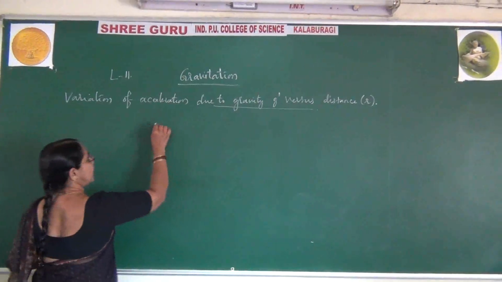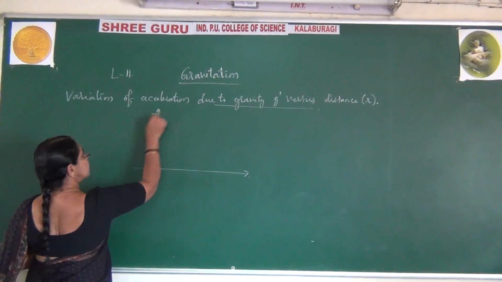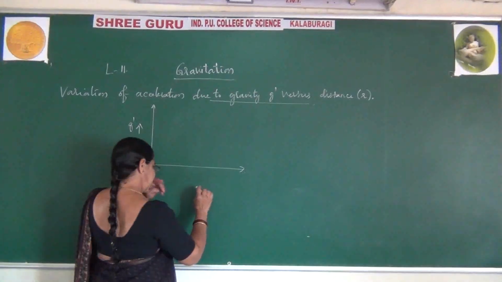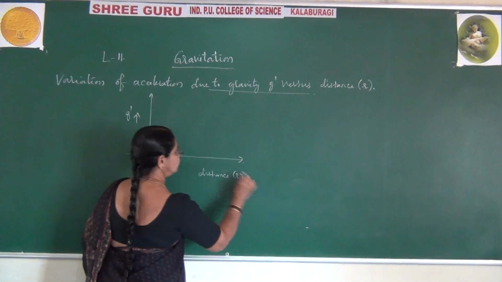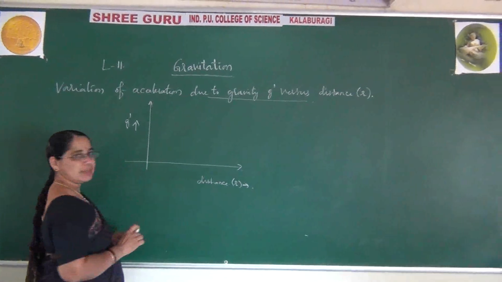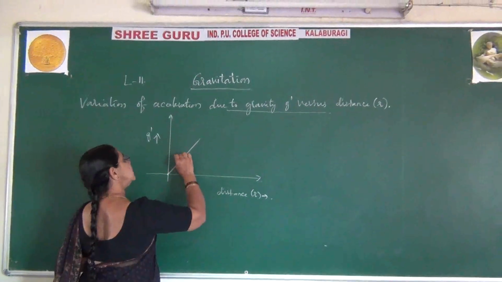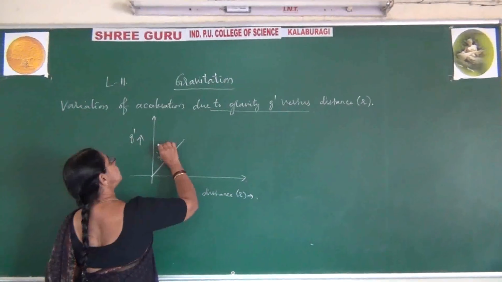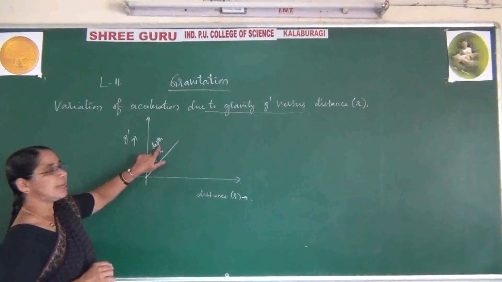So I just draw the graph, that is acceleration due to gravity versus distance. This is g dash, nothing but acceleration due to gravity. On the X-axis we are expressing distance, represented by r. So you can observe from the origin, nothing but from the center of the earth, you can draw the line. This explains where g dash is proportional to r. Nothing but it explains the variation due to depth.